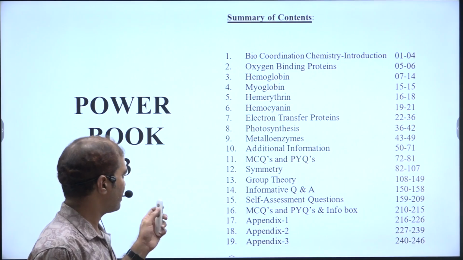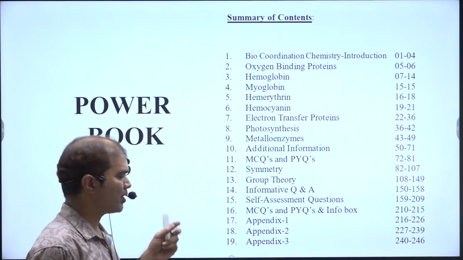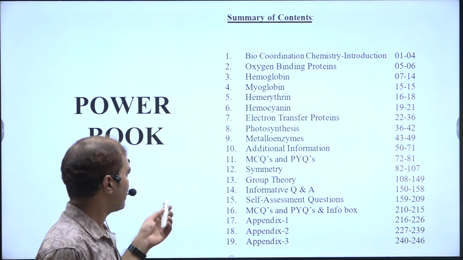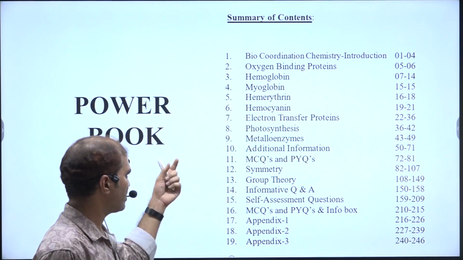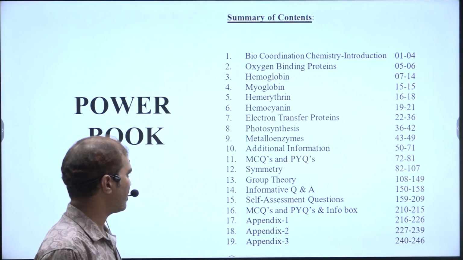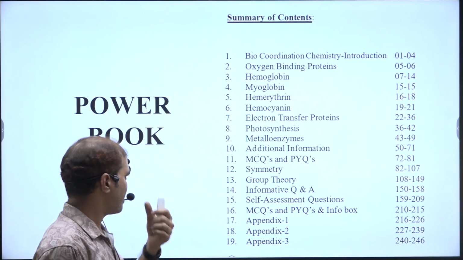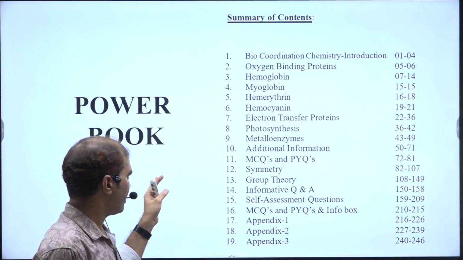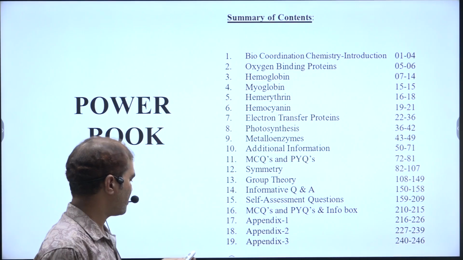which is the third most important part of bioinorganic chemistry. First part being the oxygen binding proteins, second part being the electron transfer proteins, and third part being the metalloenzymes. Photosynthesis is an additional topic in bioinorganic chemistry. Some additional information has also been provided related to bioinorganic chemistry, and at the end, previous year questions and also MCQs have been provided.